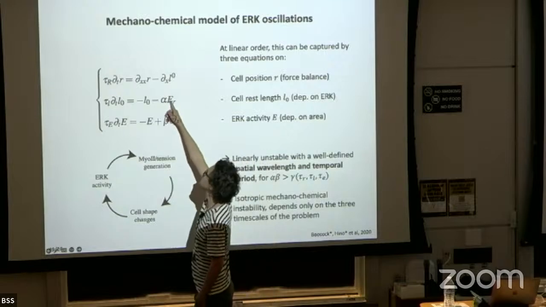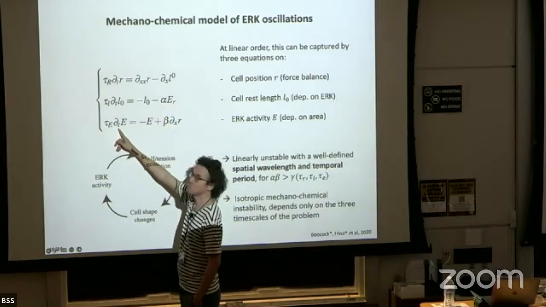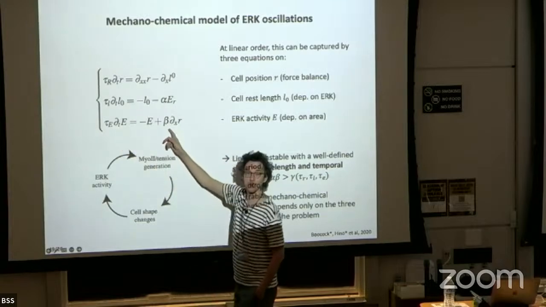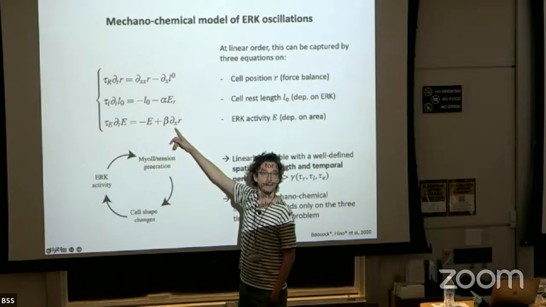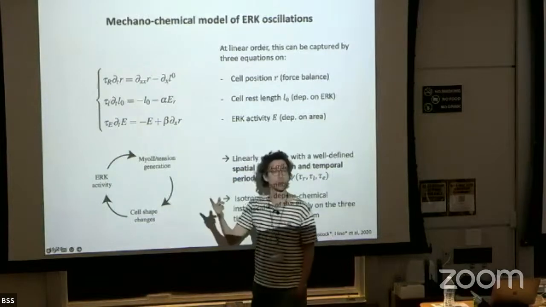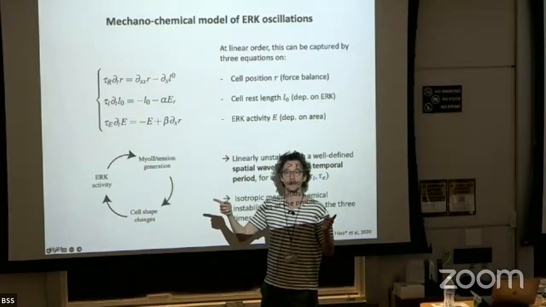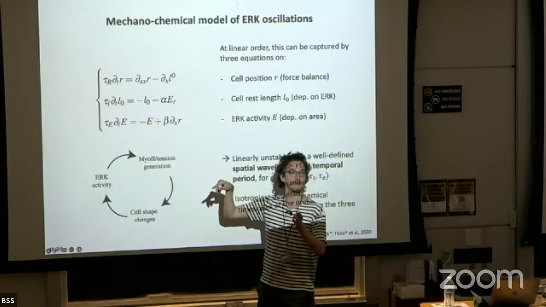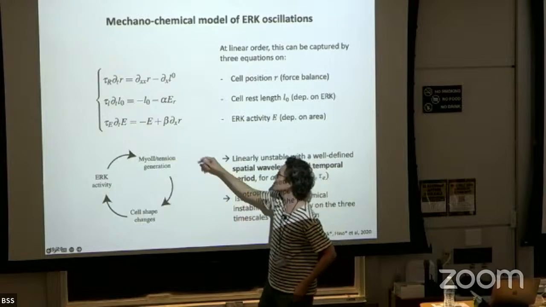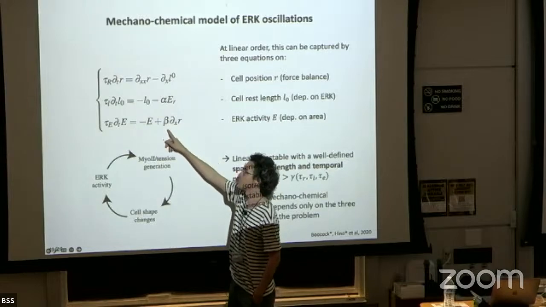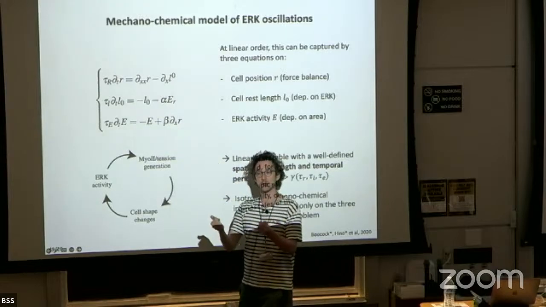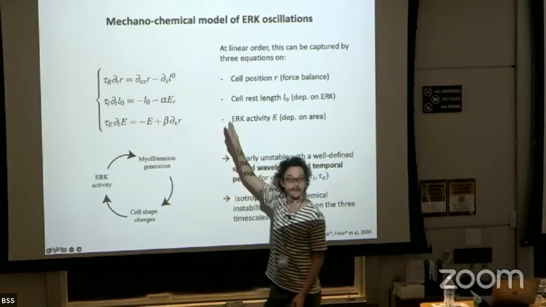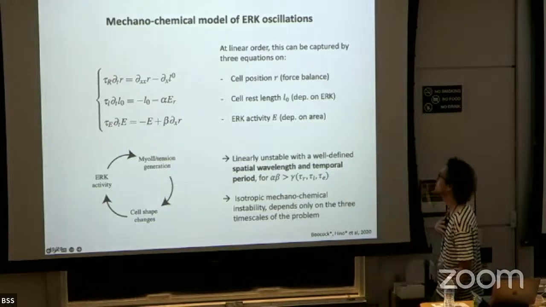And then we need an equation for ERK. The simplest thing again is that ERK changes with a delay and follows, in a mechanosensitive way, the area of a cell. If R is the cell position, then dx of R relates to the length of the cell, because it's R of x plus dx minus R of x. So it's the derivative. This is a term that tells you that ERK is mechanosensitive and depends on the length or the area of a cell. This is the absolute simplest theory written at linear level.